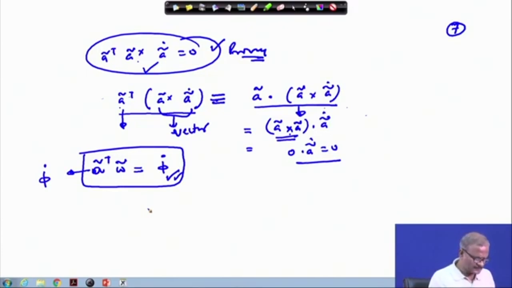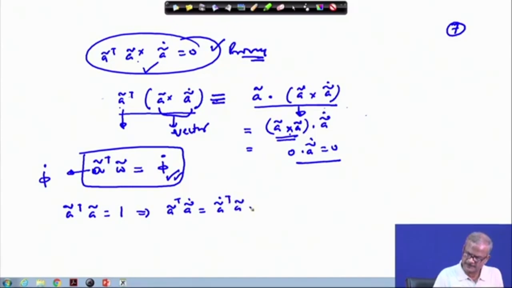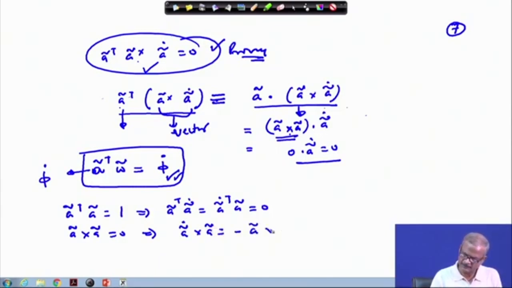So, we need a number of identities to prove a few things, and those identities are, like last time we have discussed, this is equal to 1. So, this implies A tilde transpose times A tilde dot equal to A tilde dot transpose times A tilde, this equal to 0, and then A tilde cross A tilde, obviously this quantity will be 0, and this will imply A tilde dot cross A tilde equal to minus A tilde cross A tilde dot. Okay, if we differentiate it, the two terms will be differentiated, the right hand side is 0, and on the right hand side we get this quantity.